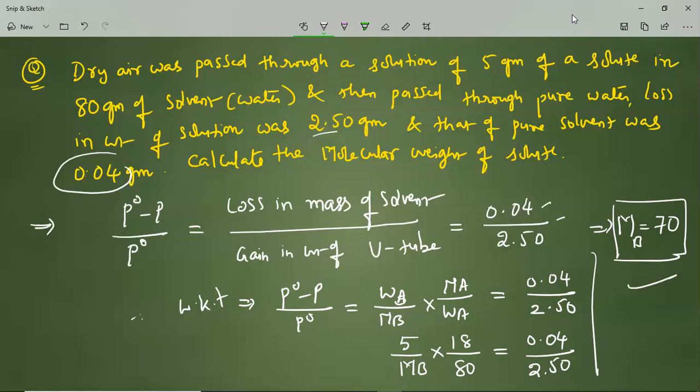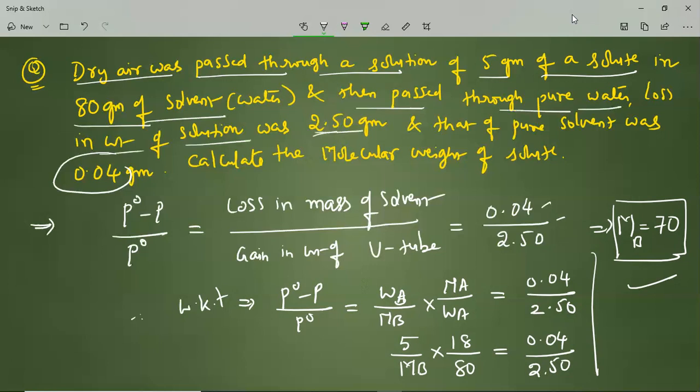So in this question, we have utilized this Ostwald-Walker process and combined that experiment with Raoult's law for dilute solutions, and we got the molecular weight of the non-volatile solute. The question: dry air was passed through a solution of 5 grams of solute in 80 grams of solvent water, then passed through pure water. Loss in weight of solution was 2.50 grams, and that of pure solvent was 0.04 grams. Then calculate the molecular weight of solute. Complete explanation is this one. Okay, let us move to the next one.